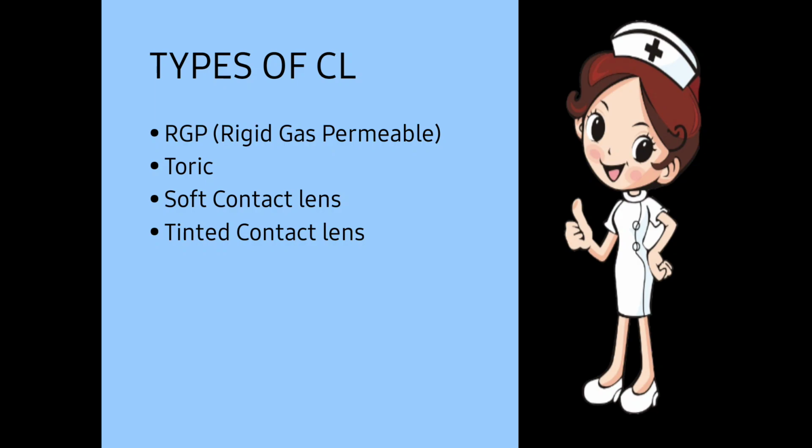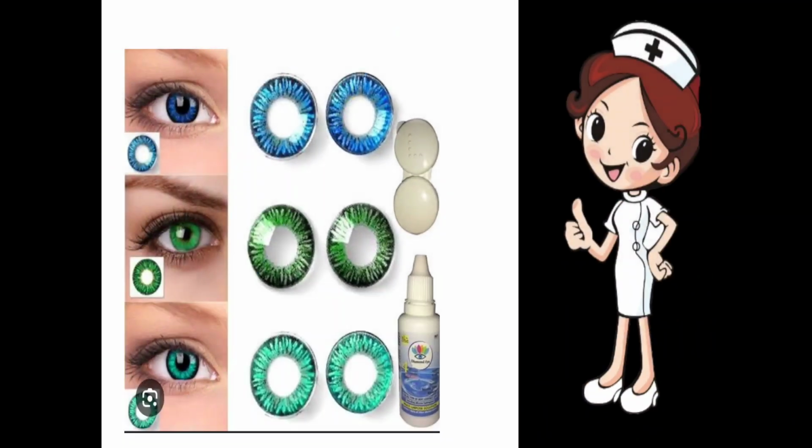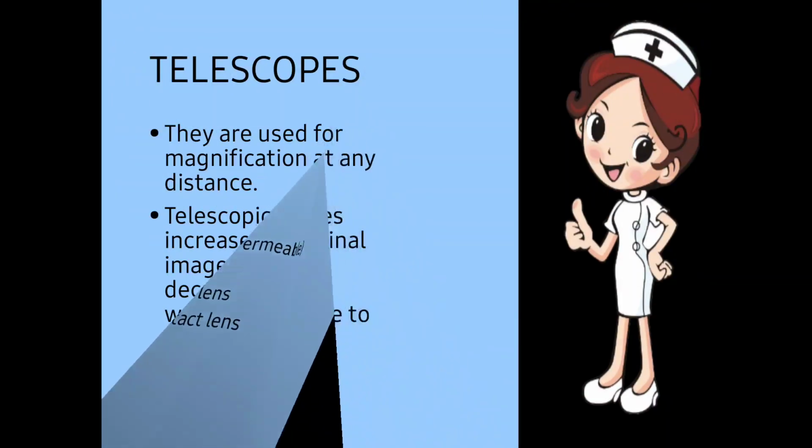Next one, soft contact lenses. Those contact lenses which are used nowadays are the soft contact lenses. Okay. Next one, tinted contact lenses. I have already shown you. Tinted contact lenses means basically the colored contact lenses. Okay. Move to the next.